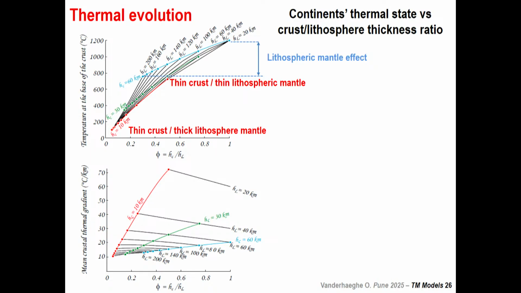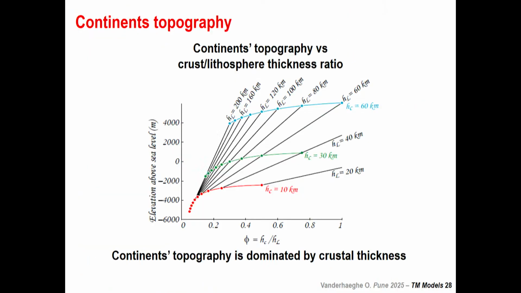If you take it at 60 kilometers, then you see, by varying the thickness of the lithosphere from 200 to 20 kilometers, the lithospheric mantle effect, through the relative effects of lithospheric mantle and crust thickness on the temperature. But I think you got the point. I'm going to skip that too.